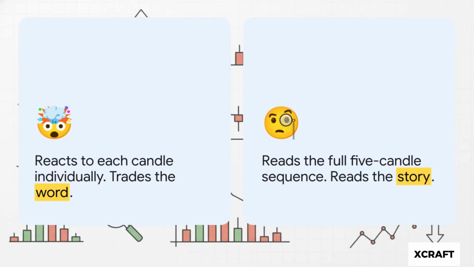A beginner looks at this and reacts emotionally to each day. They'd be buying on day 2, then panic selling on day 4. But an experienced person, they don't react, they observe. They see the whole story. A strong move up, a little pause, and then some selling that, hey, might already be losing its power. They're trading the story, not the individual word.